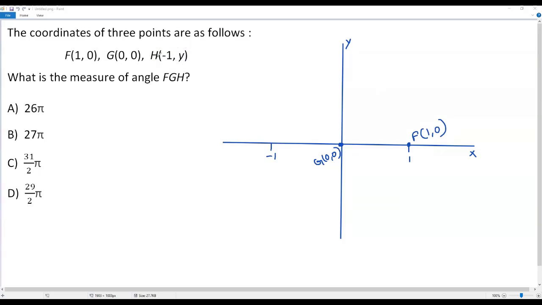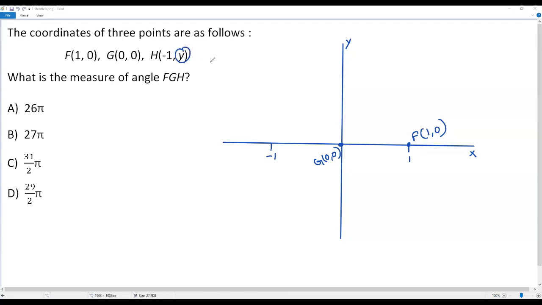Here for this point H, we know the x coordinate is negative 1, but the y coordinate is not clearly known because we just have y. So where can we plot this point H(-1, y)? We have to plot it corresponding to the value negative 1 on the x-axis, so it depends on the value of y. There are 3 possible cases we can consider for y: y may be positive, or y may be 0, or y may be negative, because we don't have any information about the value of y.